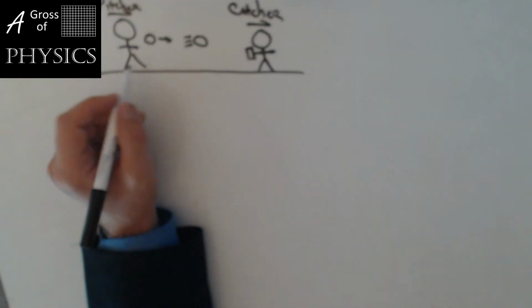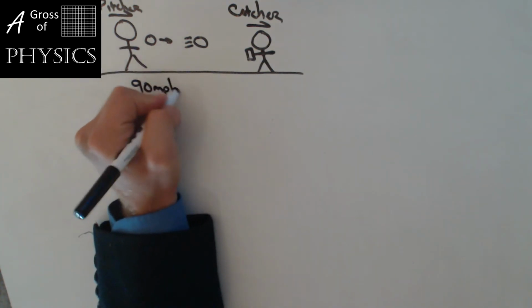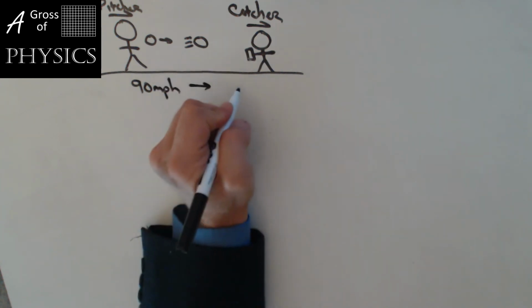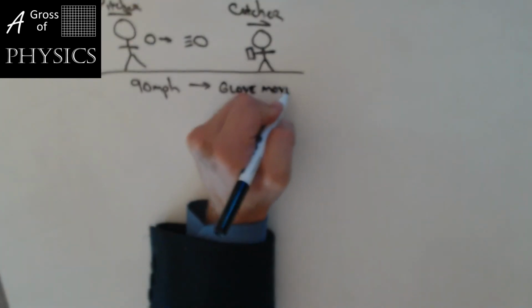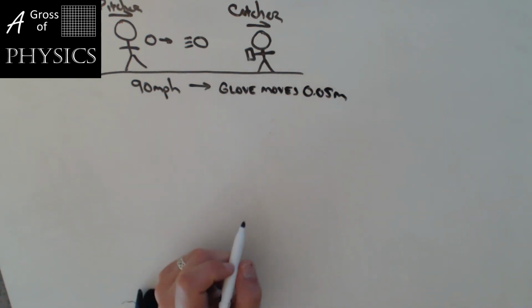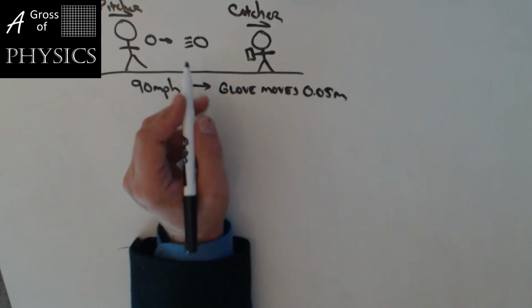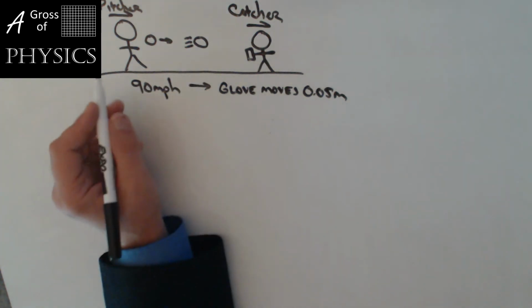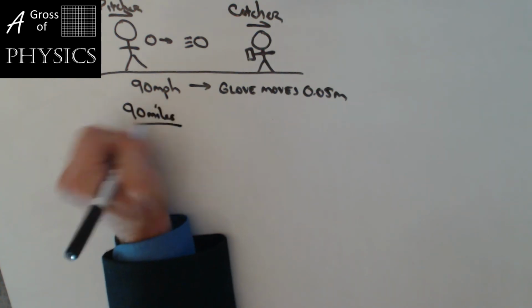This next problem involves a pitcher throwing the ball at 90 miles per hour. The catcher is going to catch the ball, and the glove is going to move 0.05 meters. And what we're going to try to do is determine the force on the glove. Now, the first thing we need to realize is that this 90 miles per hour needs to be converted.